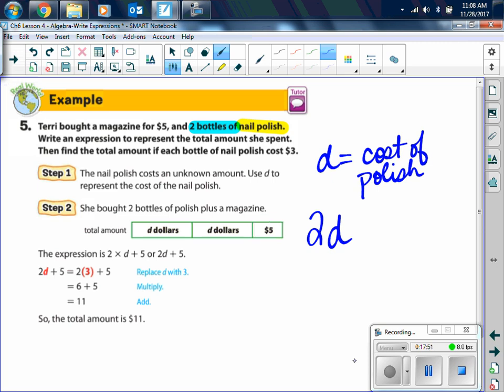This is how much both of her nail polishes cost, right? But then she also bought a magazine. Okay? So she also bought a magazine for $5. So how do I write that in this? Plus the $5. Very good. So plus 5 right there.